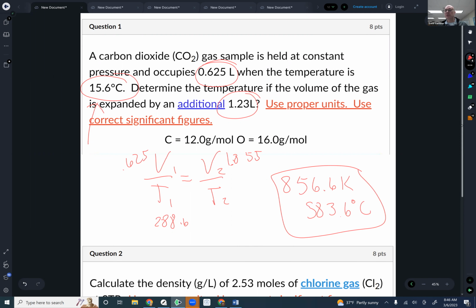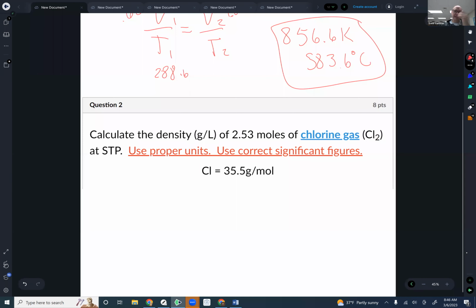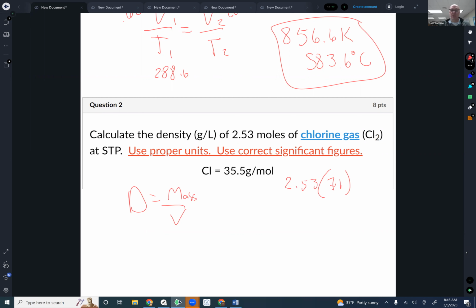All right, moving on to number 2. Density. Density is mass over volume. So we're given moles. We are not given grams. So this is moles, not mass. I've got to take the 2.53 and multiply it by the weight of Cl2. So 2.53 times 71 gives me 179.63 grams. There's my mass. Now it's at STP. That means we're going to use 22.4 as our volume. So 179.63 divided by 22.4 gives us 8.02 grams per liter.